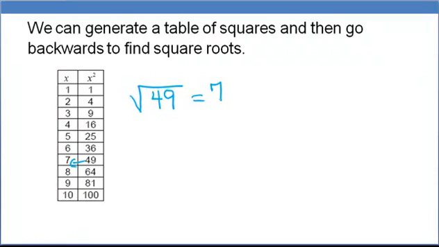If I want the square root of 16, I just find the 16 and go backwards, and the square root is 4. All of the numbers in the second column are called perfect squares because they have a whole number for a square root.